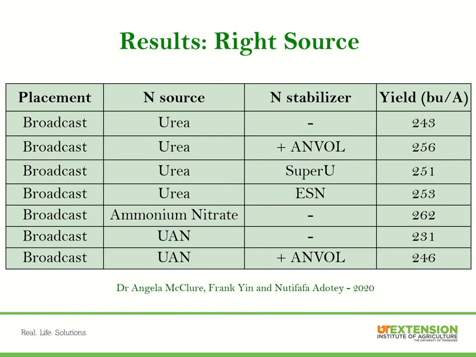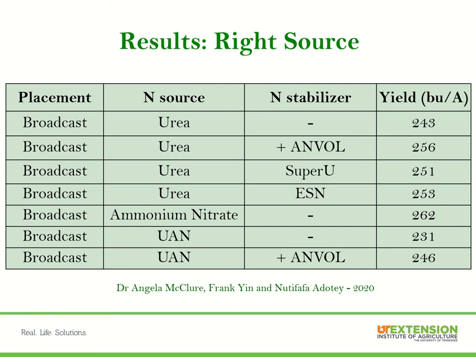Let's look at some results from this work. I want you to focus on columns 2, 3, and 4. Column 2 shows us the different nitrogen sources. The first 4 rows talk about urea, the fifth talks about ammonium nitrate, and the last 2 rows show us urea ammonium nitrate. In the third column, if you see a dash, that means that nitrogen source doesn't have any stabilizer. So let's look at the yields.